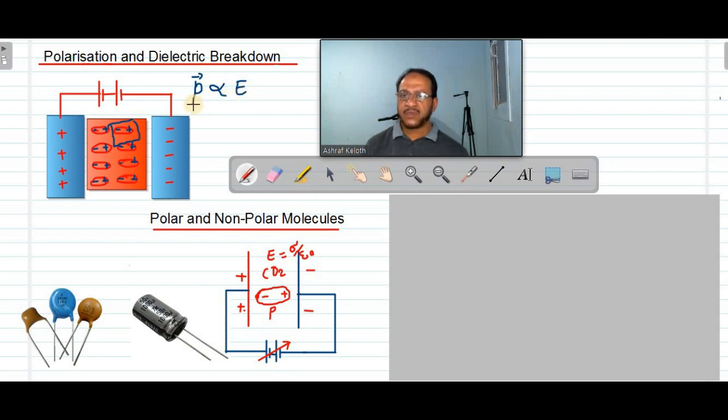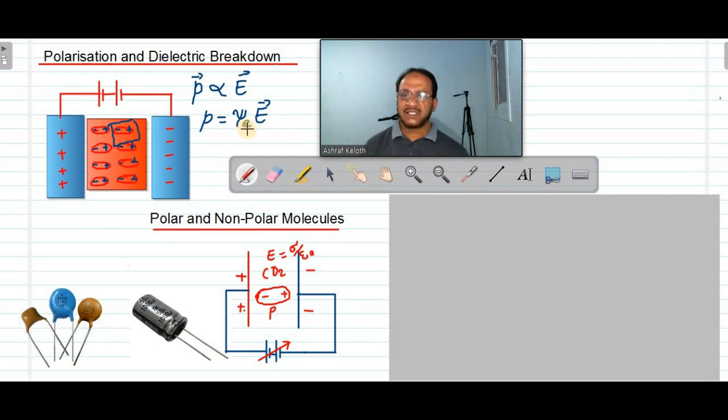For an isotropic dielectric slab, the polarization is directly proportional to electric field intensity. It means the dipole moment developed per unit volume increases with the increase in electric field. Polarization P is equal to a constant psi E, called electrical susceptibility, into E. This electrical susceptibility psi E is a constant for a given dielectric slab.